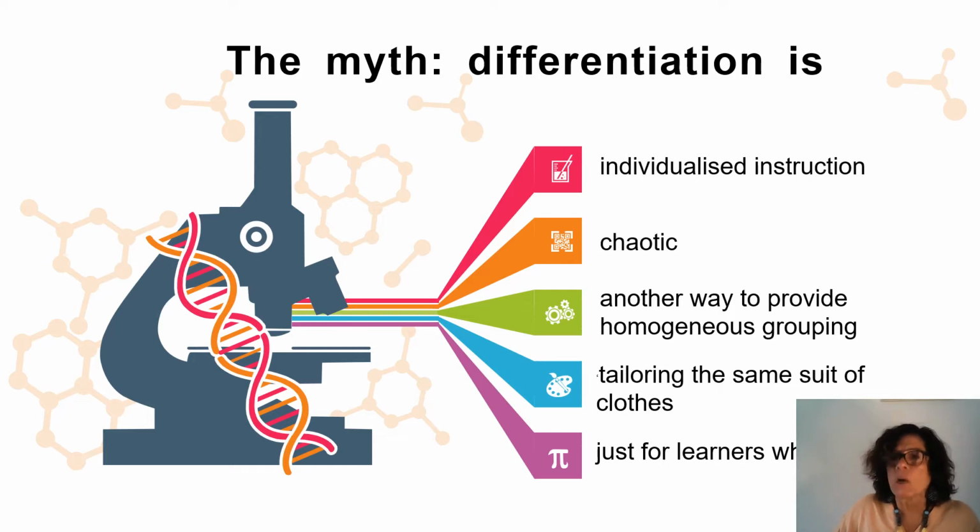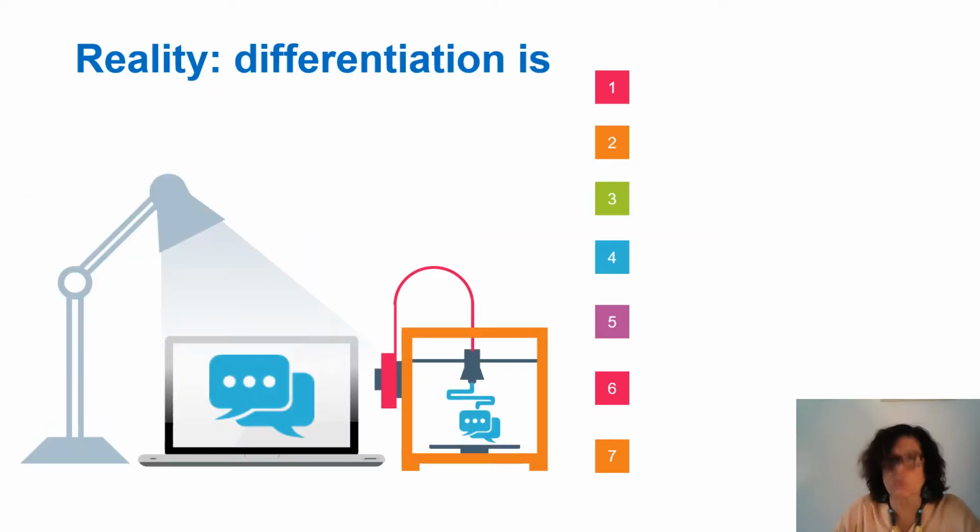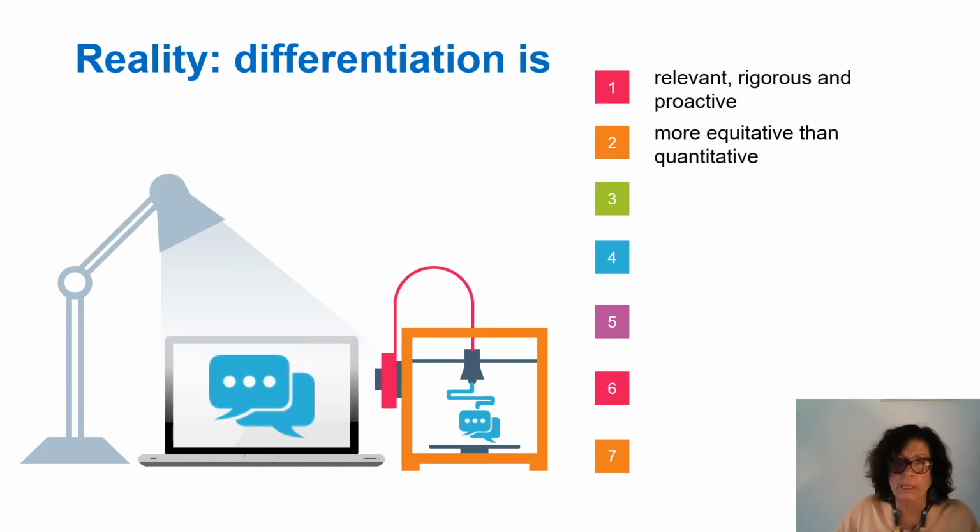So, what is differentiation? What is the reality? Differentiation is relevant, rigorous, and proactive. Effective differentiation is designed to be robust enough to challenge all learners in the classroom. It is more equitative than quantitative. A learner who has demonstrated mastery of one skill is ready to stop practicing that skill and move on to a subsequent one. So, adjusting the quantity of an assignment will be less effective than altering the nature of the assignment to match the actual needs.